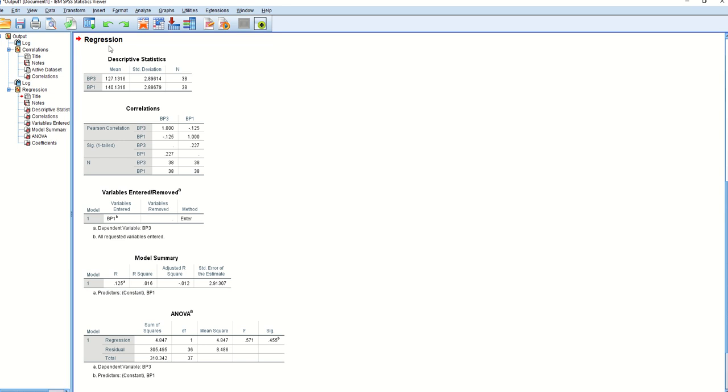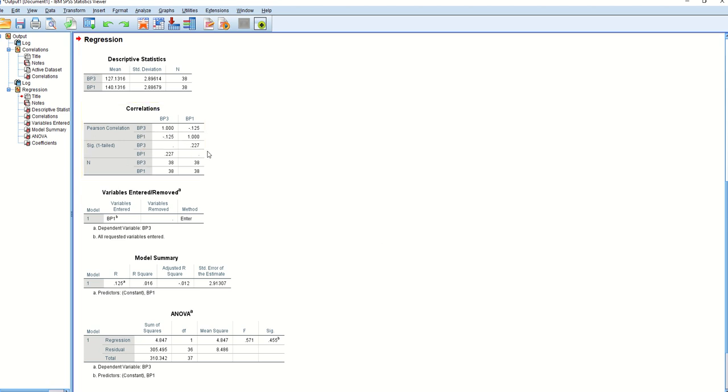All right, so here's your regression. You get first a descriptive table where it shows you the mean of every variable, the standard deviation, and the number of variables for each one of them. You also get a Pearson correlation automatically, which should be exactly the same value we had previously. The Pearson correlation between blood pressure 1 and blood pressure 3 is negative 0.125. We have a negative correlation, and the p-value for that is 0.227.